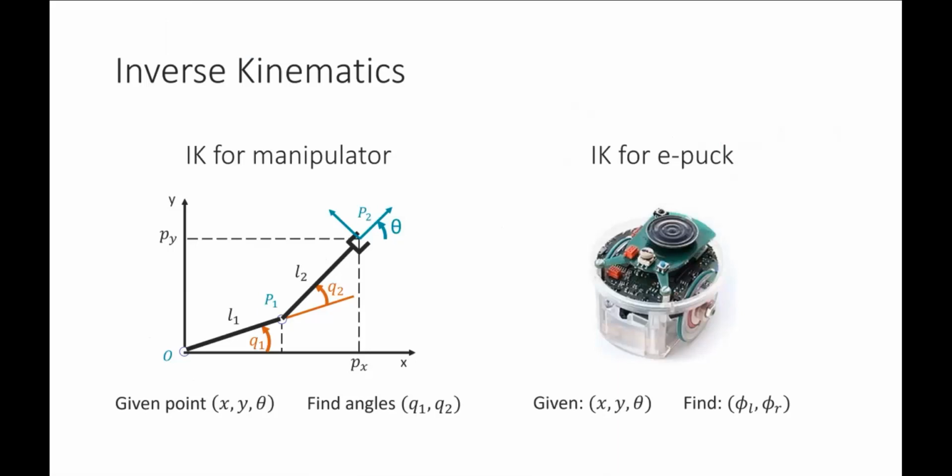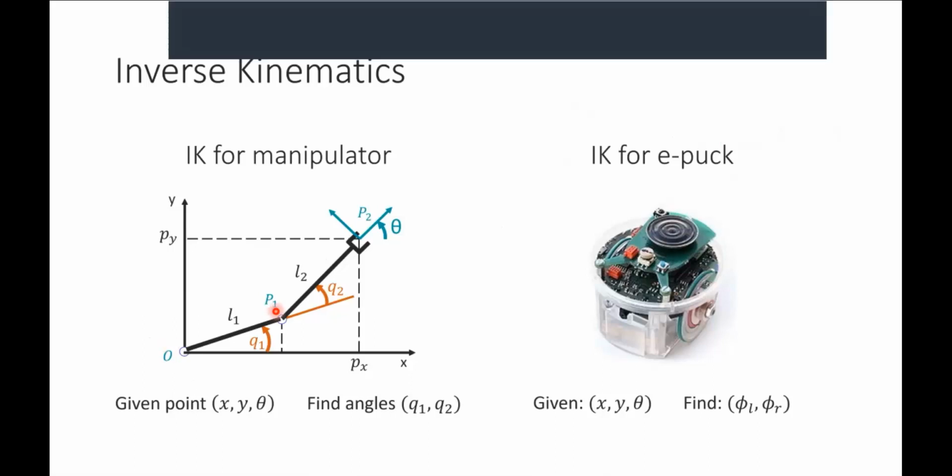And so in the manipulator case, we are given some point that we want our end effector to be on. So for this 2D manipulator, we care about x, y, theta. And what we'd like to get back is Q1 and Q2, which are the angles of each of the motors of that arm. For the epoch, right, we're going to give it an x, y, theta location, so some point on the plane with a direction, because epoch is orientable.